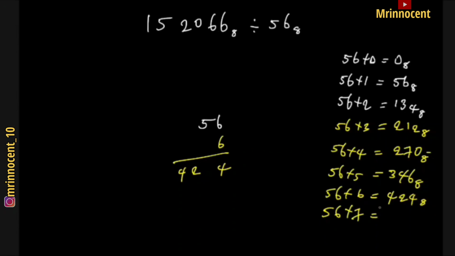56 times 7 is equal to: 7 times 6 is 42. 42 in base 8 is 5, remainder 2. 7 times 5 is 35 plus 5 is 40. 40 in base 8 is 5, remainder 0. So you have 502 in base 8. So now let's go back to our question.